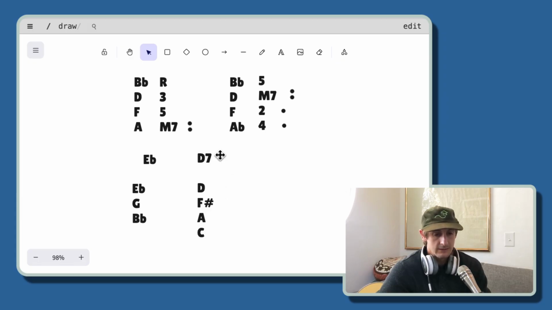So in the key of B flat, what are we going to get? The 3. Here it would be a sharp 5. We're going to see it as a flat 6. And then this is the major 7. And this is the 2.